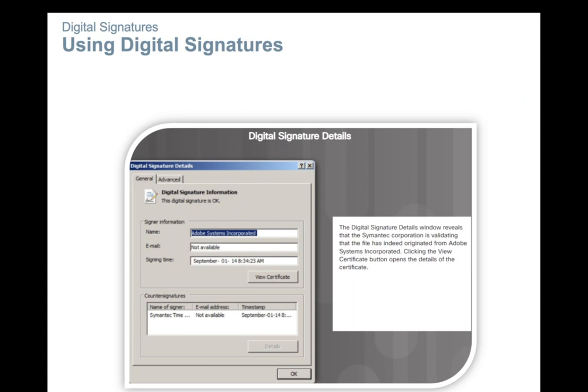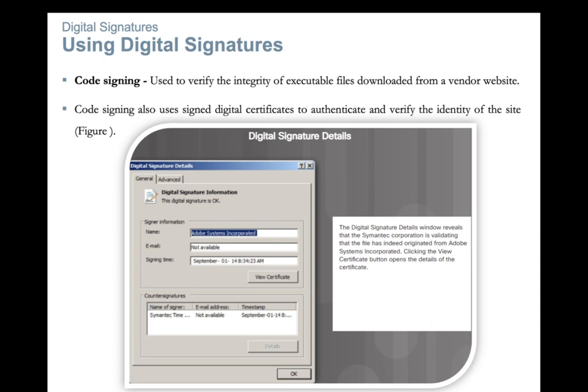Organizations may want to replace paper documents and ink signatures with a solution that assures the electronic document meets all legal requirements. So the following two situations provide examples of digital signature. One is code signing.